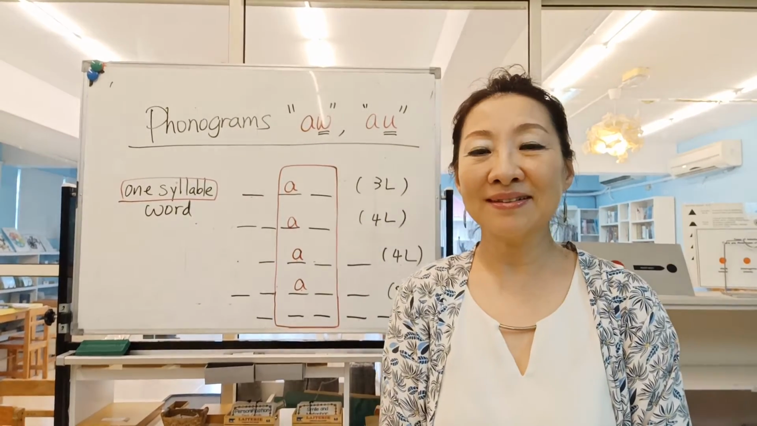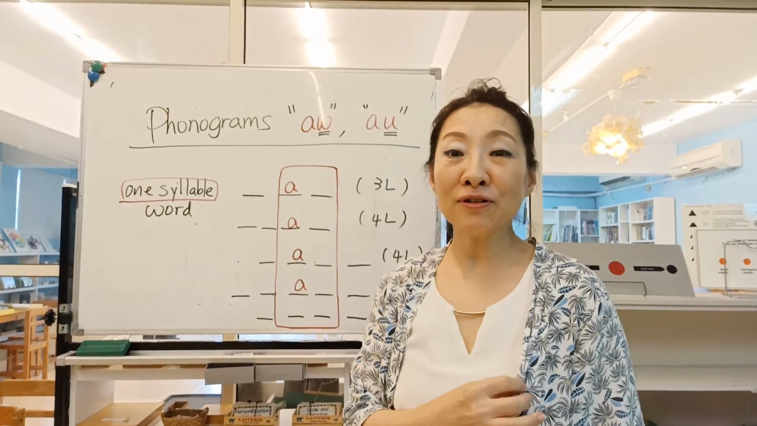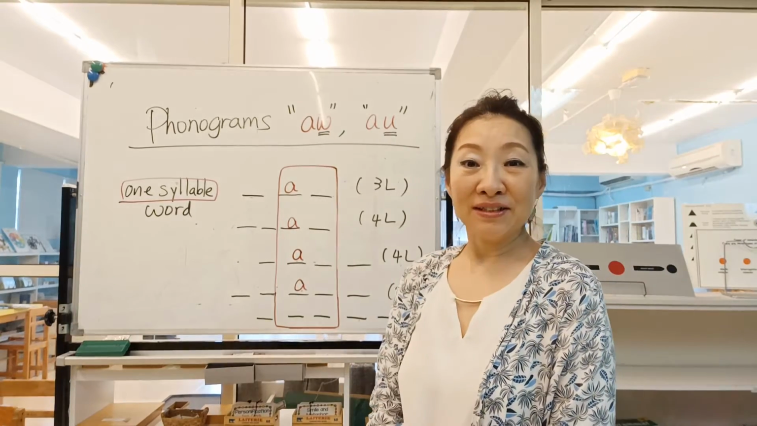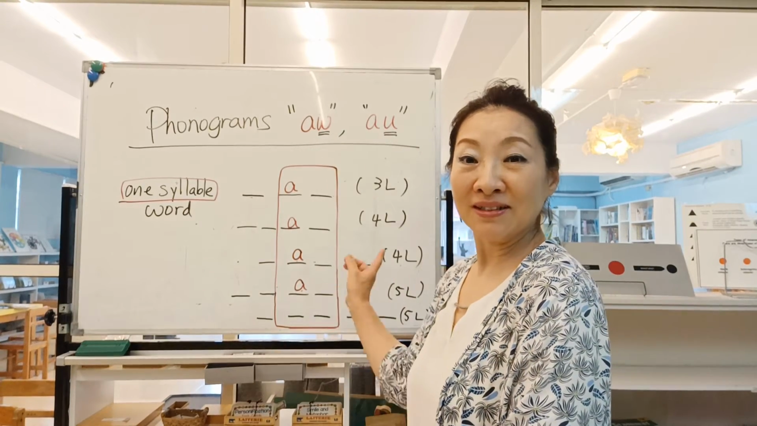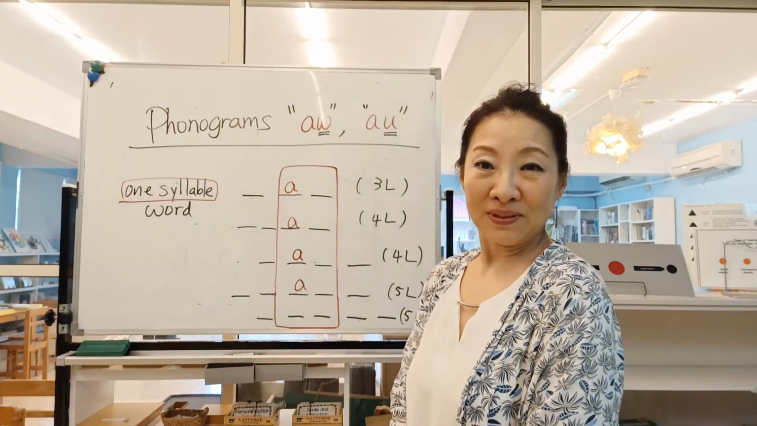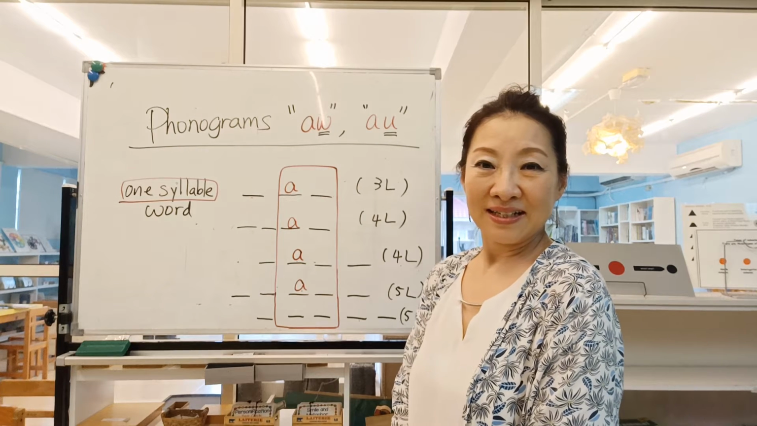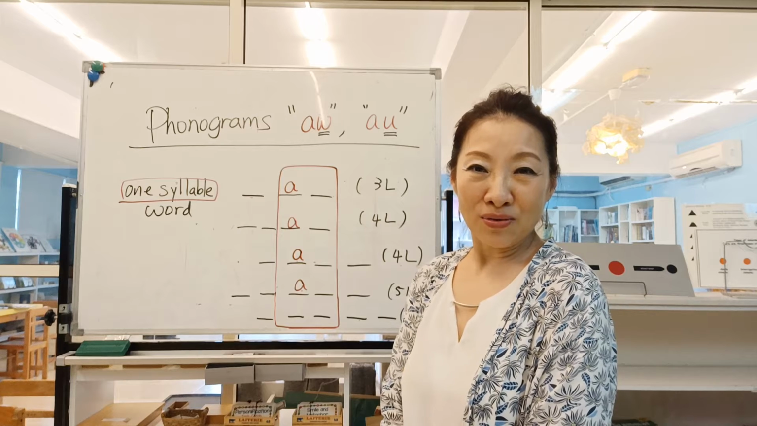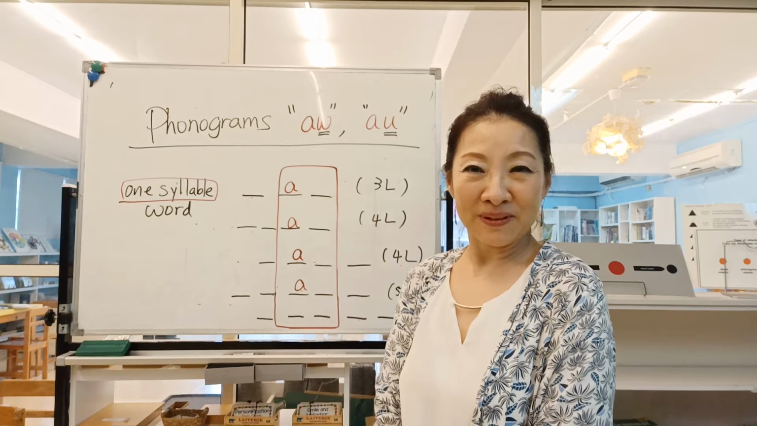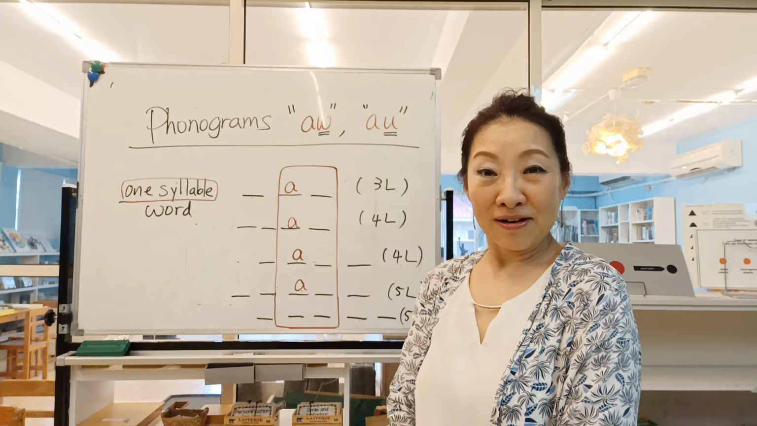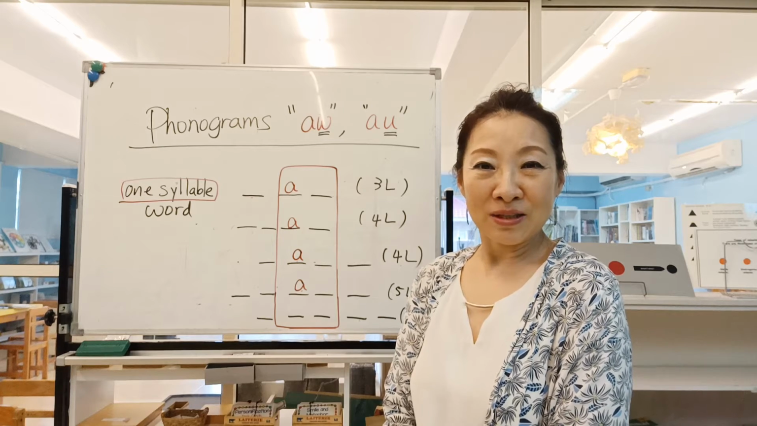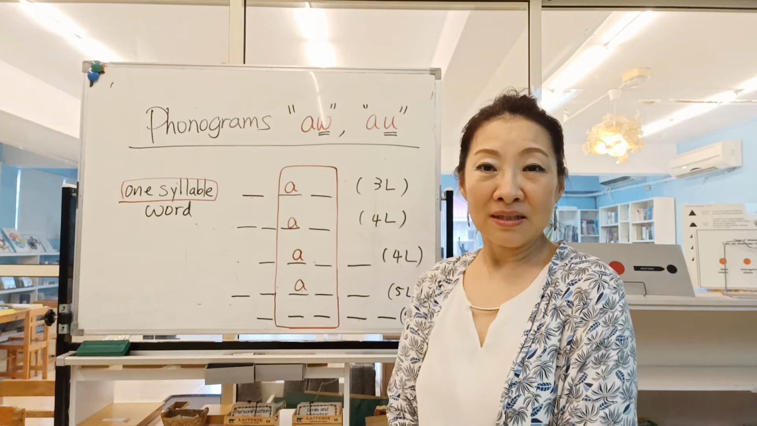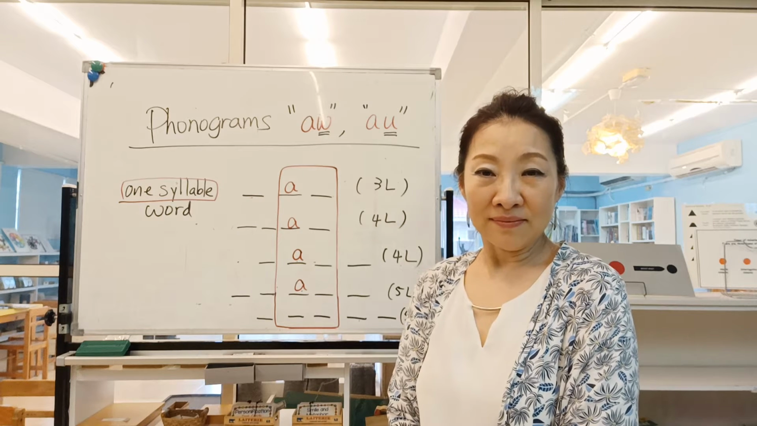How are you doing? We're back to phonogram today. Today's phonograms, look at the board. It's A-W, A-U. Is it very confusing to you? We did O-W, O-U before, remember? And today there are another two. It's A-W, A-U. Again, they sound the same, but different spelling.